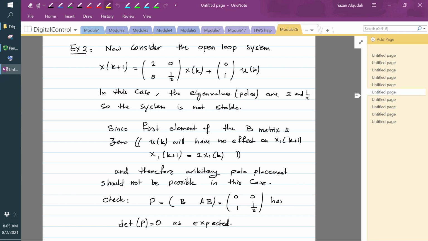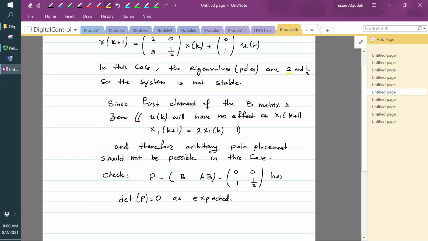Okay. Let's look at another example. In this example, we have the open loop system, x of k plus 1 equals [2, 0; 0, 1/2] x of k plus [0; 1] u of k. In this case, if I calculate the eigenvalues, the poles, they are at 2 and 1/2. So the system is not stable. Again, we have the pole at 2, which is outside the unit circle, which means the system is unstable.